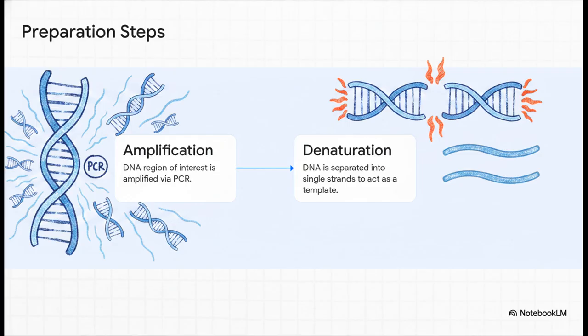We run the sample through a process called PCR, which is essentially a molecular photocopier, churning out millions of identical copies of our specific DNA region of interest. But remember, DNA naturally exists as a double helix, that tightly bound, twisted ladder. To actually read the rungs of that ladder, we have to apply heat for denaturation. This effectively unzips the double helix into two separate single strands, and one of those single strands is going to serve as our master template.